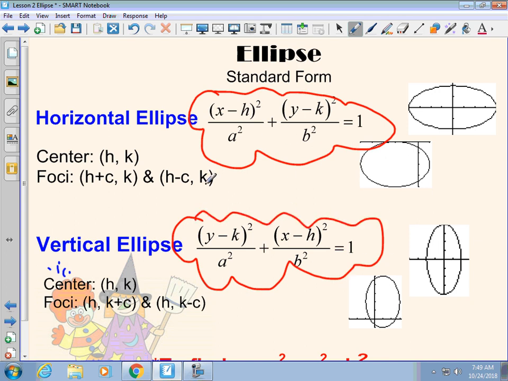And the key from this is that the A value is always underneath whichever type of ellipse it's going to be. So the A value here is underneath the Y, and then we have the A value here underneath the X. So if it's underneath the X, it's a horizontal. If it's underneath the Y, it's a vertical. The A value is always the bigger number. Okay, so it's always larger than the B value. So that's what gives it away.